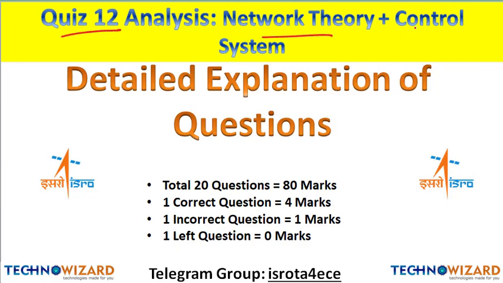This was based upon network theory plus control system. The test level was medium. There were a total of 20 questions containing 80 marks. One correct answer is equal to 4 marks and one incorrect is minus 1 mark.